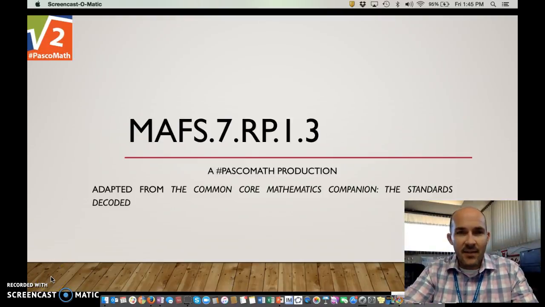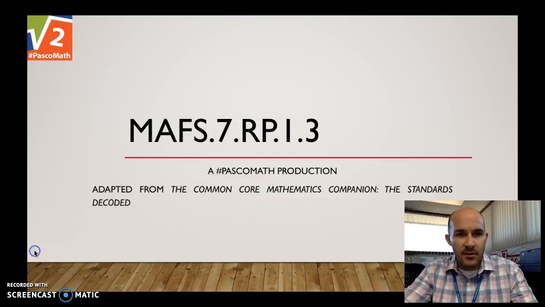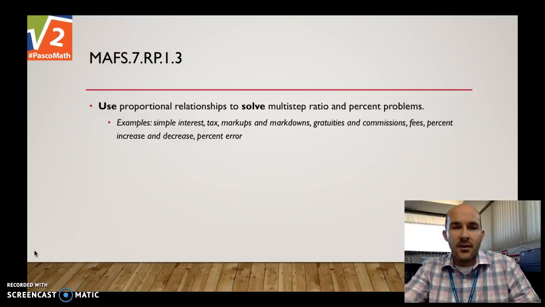Today we're going to look at 7.RP.1.3. We're going to look at unpacking the standard, some things you could do as well as students in the classroom, and then anticipate some misconceptions and what we can do to address those misconceptions. So let's go ahead and get started.